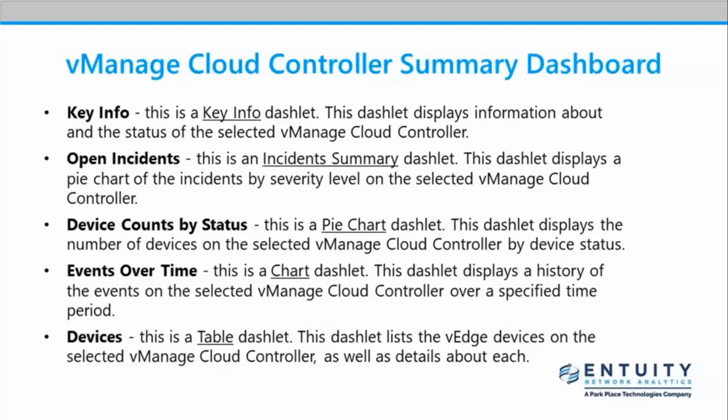There's also a new summary dashboard dedicated to vManage cloud controllers. It has 5 dashlets within it. There's a key info dashlet, a dashlet that gives you a pie chart of open incidents. There's another pie chart showing you the vEdge devices by status, a chart showing you events over time, and finally a table dashlet listing all of the vEdge devices and some further information about them.